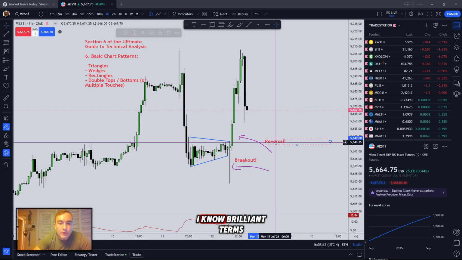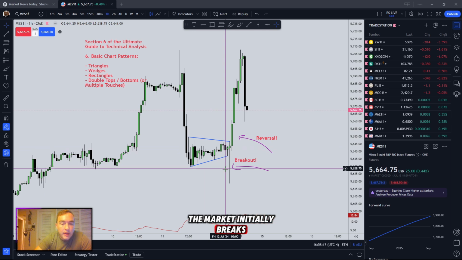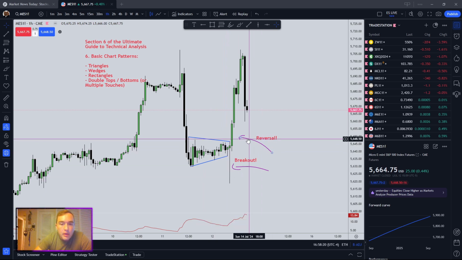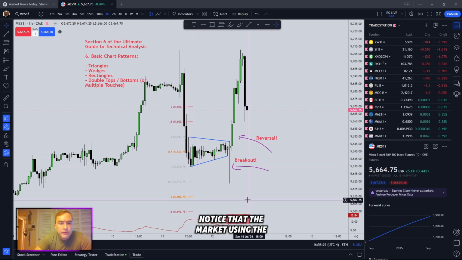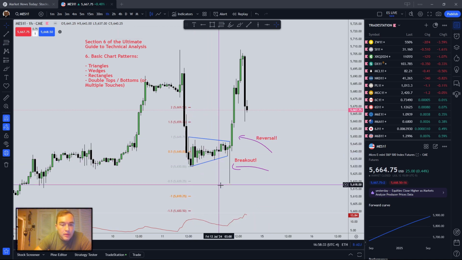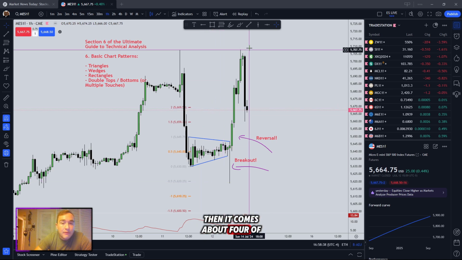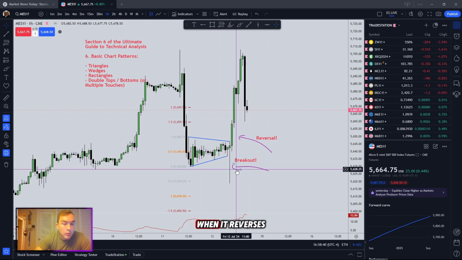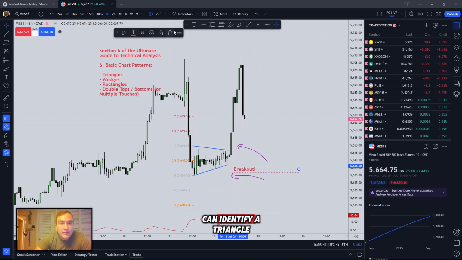I know. Brilliant terms. But here we have a basic triangle. The market initially breaks out to the downside of the triangle, and then it reverses back in the other direction. Now, if I use traditional candlestick analysis, notice that the market, using the top of the triangle to the bottom of the triangle, comes 1/2 of that distance down, and then it comes about 4 of these triangles higher when it reverses. Let's get another example of how you can identify a triangle.